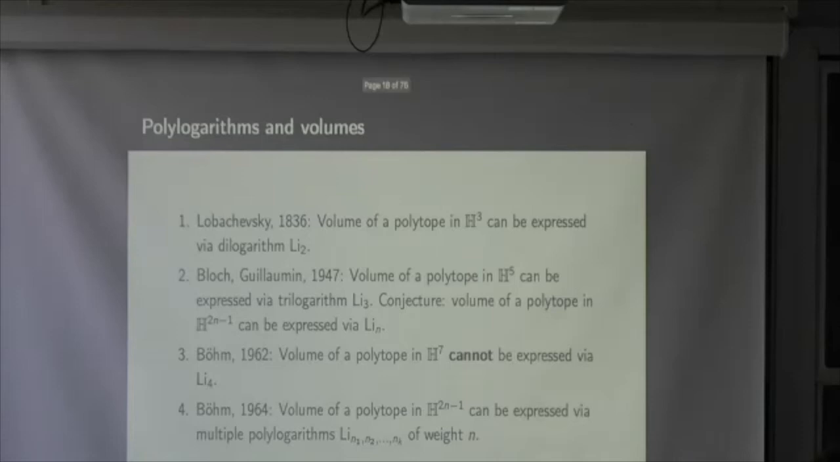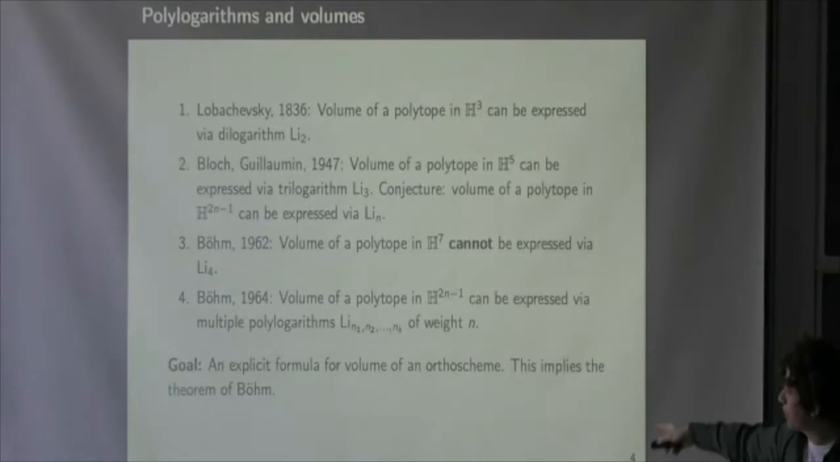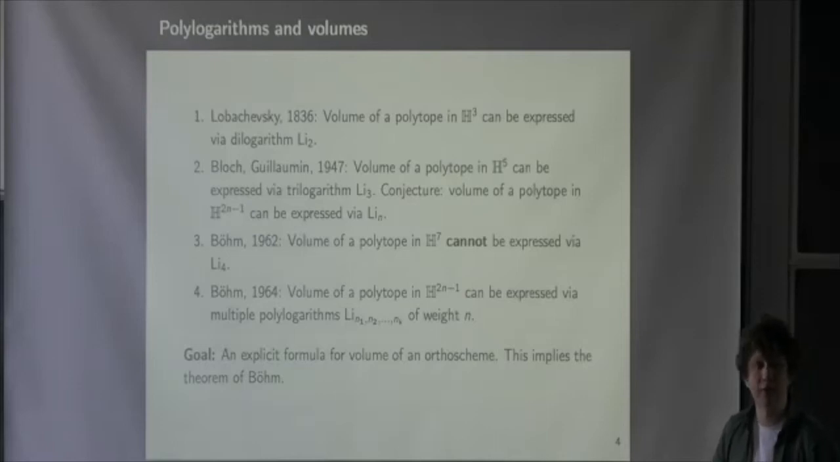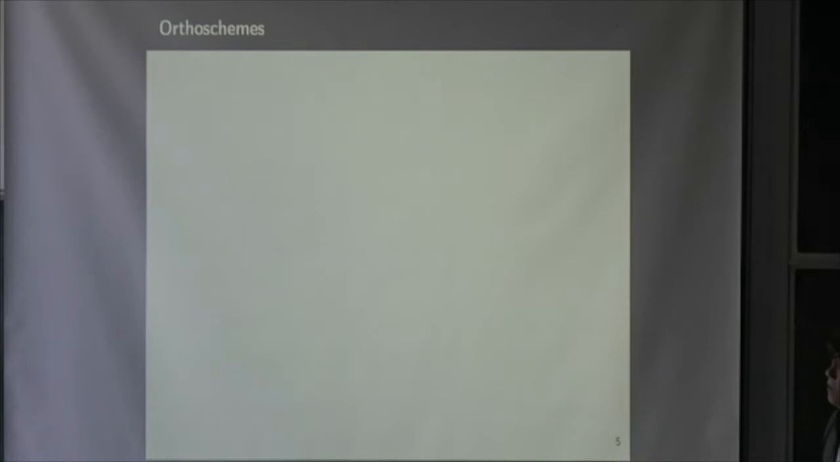So my goal will be to give an explicit formula for the volume of an orthoscheme. I will explain what an orthoscheme is. And this immediately implies a result of Böhm in an explicit way. My first goal is to do that. But then we will see that this result has surprising applications to other modern things. In particular, it implies a big part of the Goncharov conjectures. But this will be the second part of the talk. Okay, so any questions?